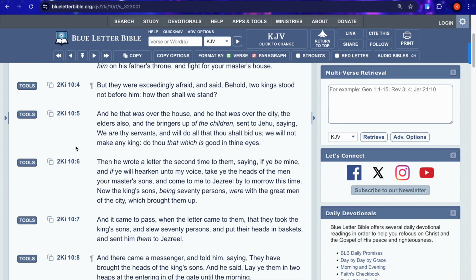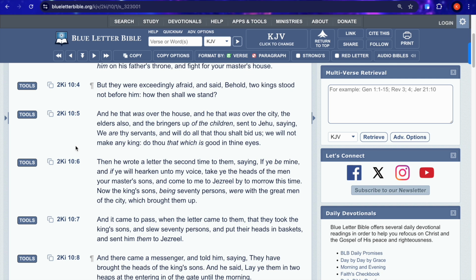And he that was over the house, and he that was over the city, the elders also, and the bringers up of the children, sent to Jehu, saying, We are thy servants, and will do all that thou shalt bid us. We will not make any king. Do thou that which is good in thine eyes. So pretty much, we surrender. We're not going to set up any of Ahab's children to be king. Whatever you want, you can go ahead and do it.